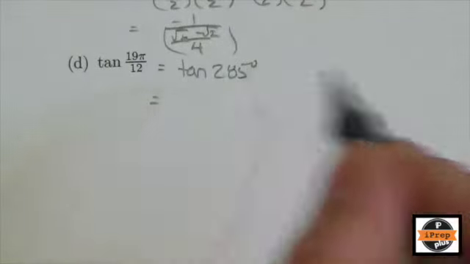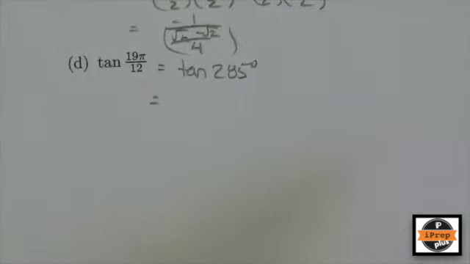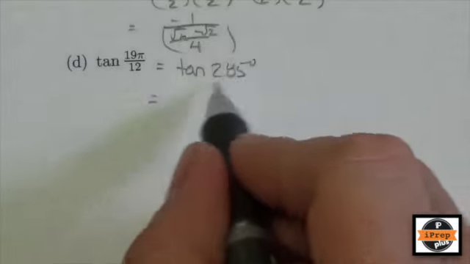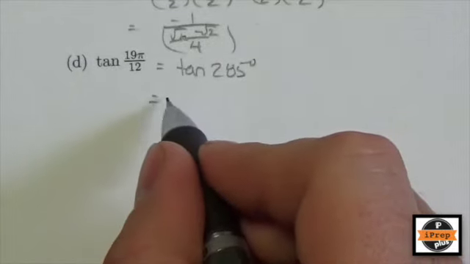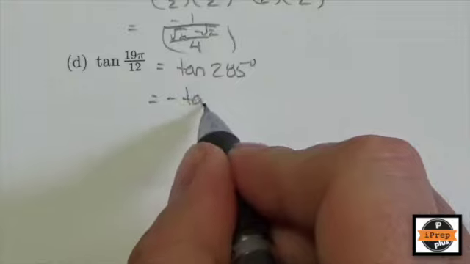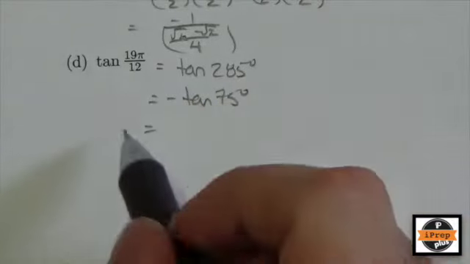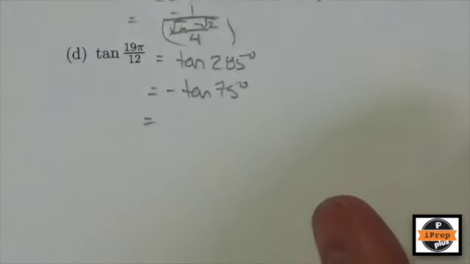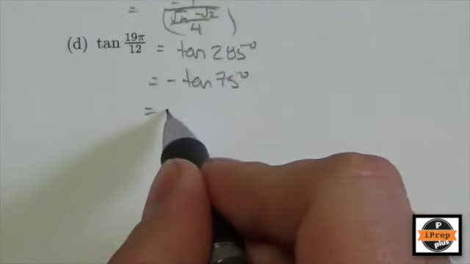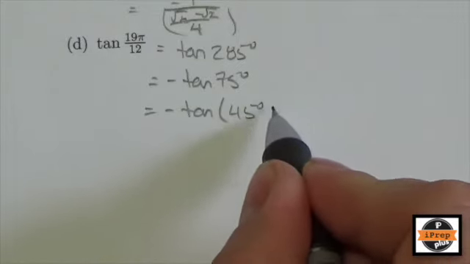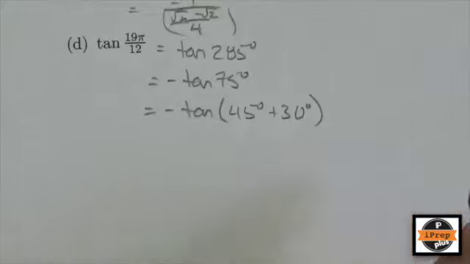And again, I'm not totally thrilled with the way that works here, but I know that 285 is in quadrant 4, so it's going to be negative. And I know that the reference angle will be 75 degrees. So I know that this is going to be equivalent to the negative tangent of 75. And 75, I can break that down in terms of 45 and 30 once again.